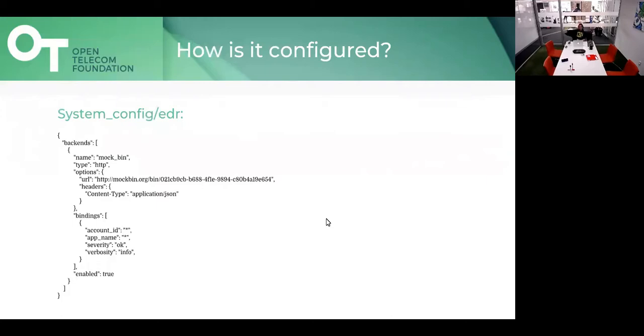Now, this doesn't specify a formatter, so it will default to JSON, but you can potentially write a different formatter for the HTTP one so that you can send it in XML or any other format to whatever service you want to send it to.